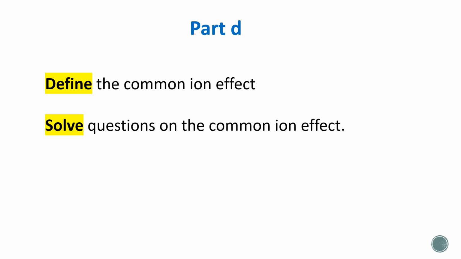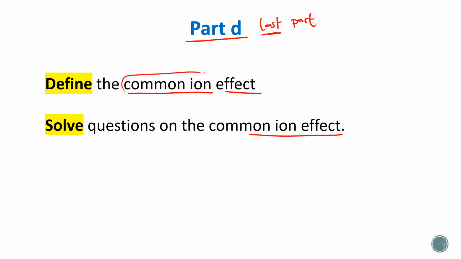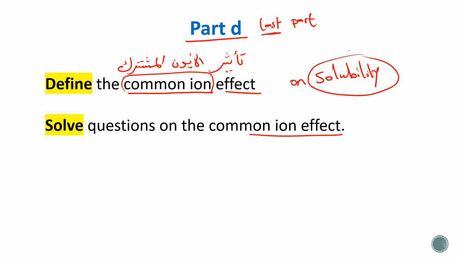Okay guys, so now we go to part D, which is the last part of lesson 3. We'll define something called the common ion effect and solve questions on it. What does common ion mean, and what does effect mean? We'll understand what we mean by the common ion effect on solubility, how it affects the solubility of an ionic compound.